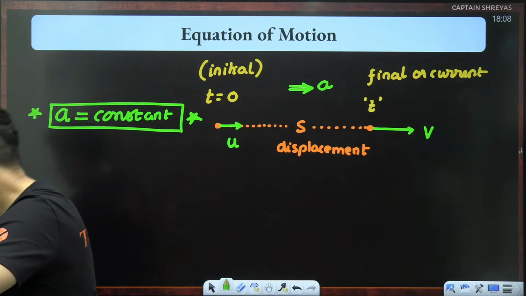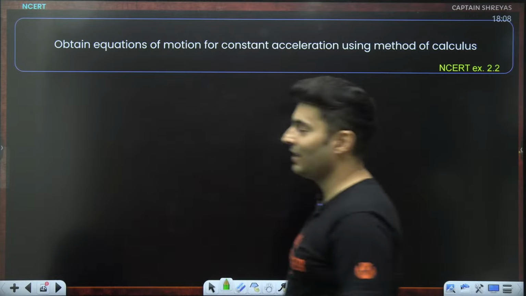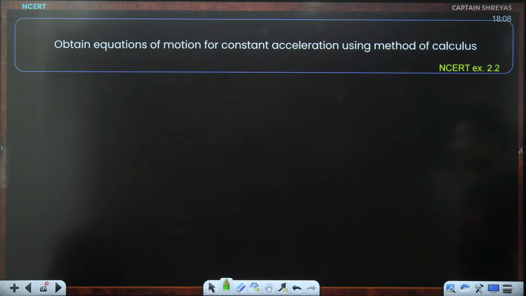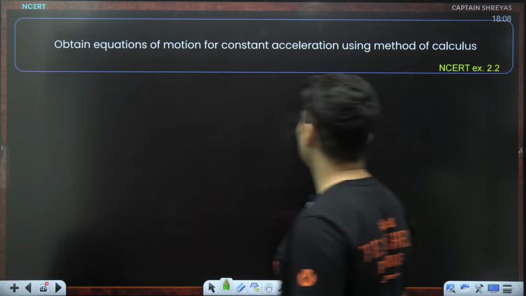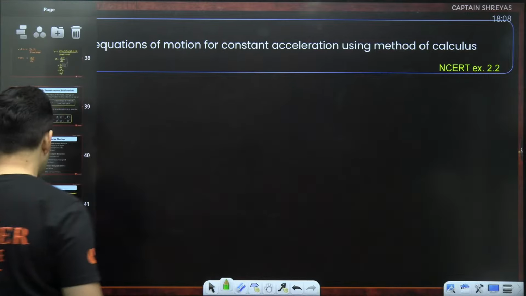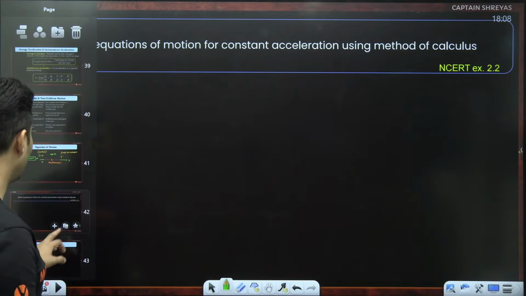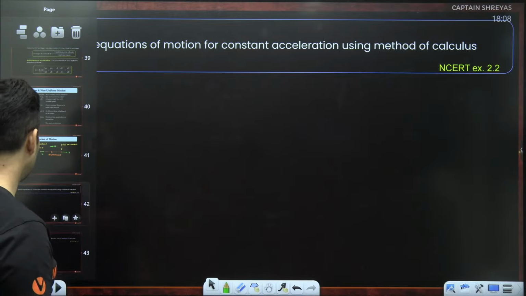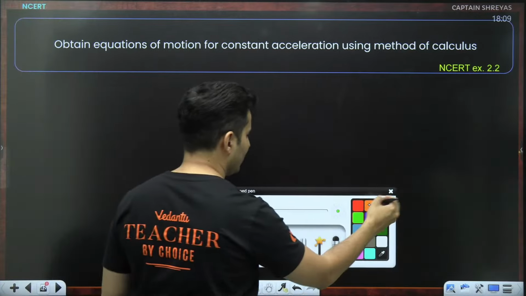Okay, great. So let's see what those equations are. In fact, that is a question in NCERT exercise 2.2: obtain the equations of motion for constant acceleration using the method of calculus. Ready for it? Using the method of calculus, guys? Let's try this out. We might need many pages also. So let's start with it.